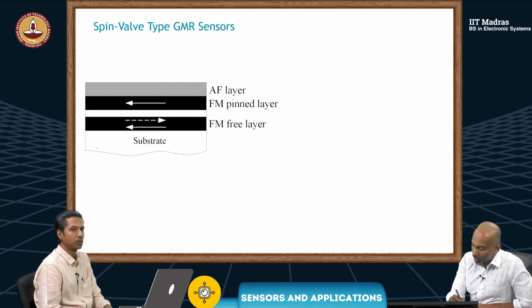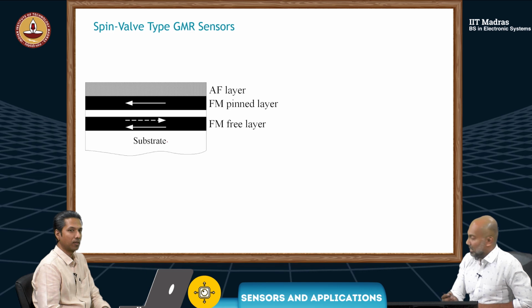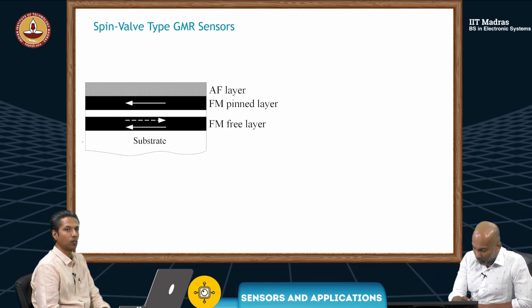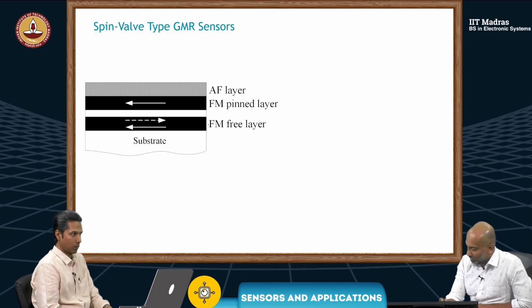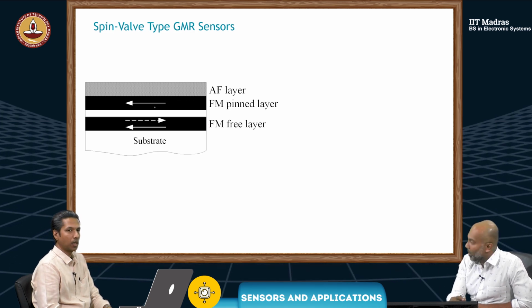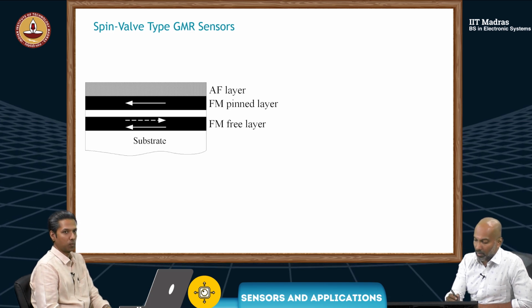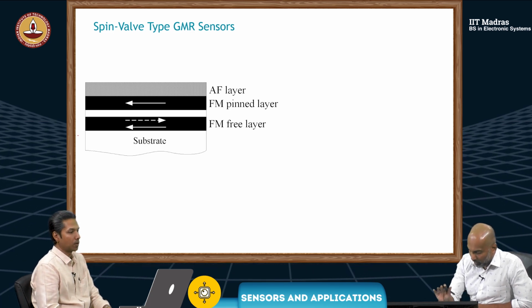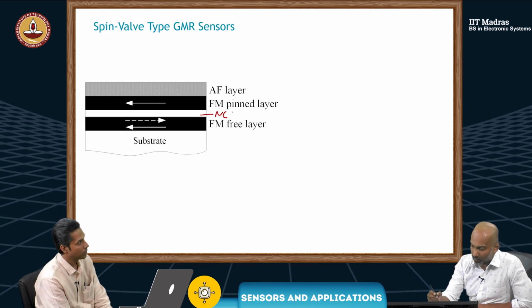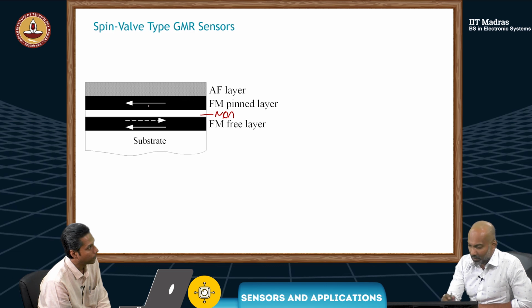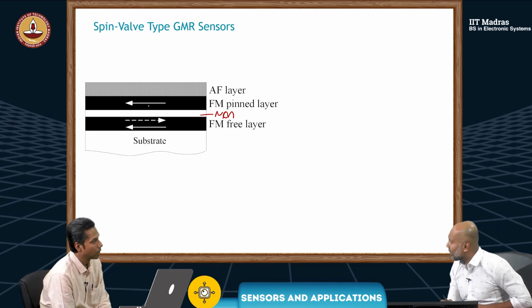So in this structure, you have, let's say, a substrate, say a silicon substrate or semiconductor. And you deposit a free layer. Let's say you deposit a ferromagnetic layer, then you have a non-magnetic layer, and another layer, what you call an antiferromagnetic layer.